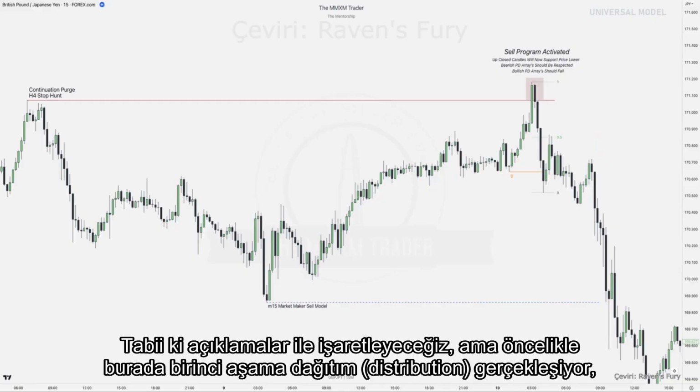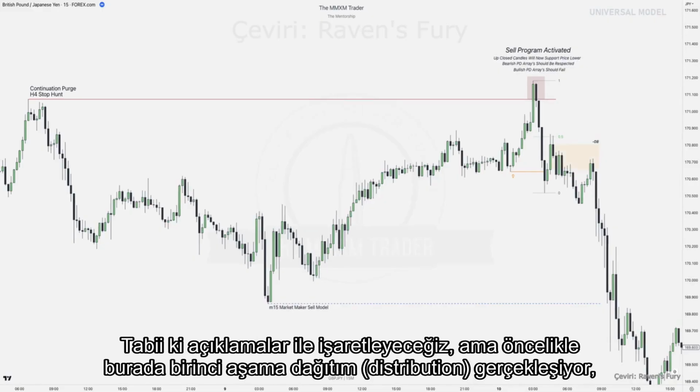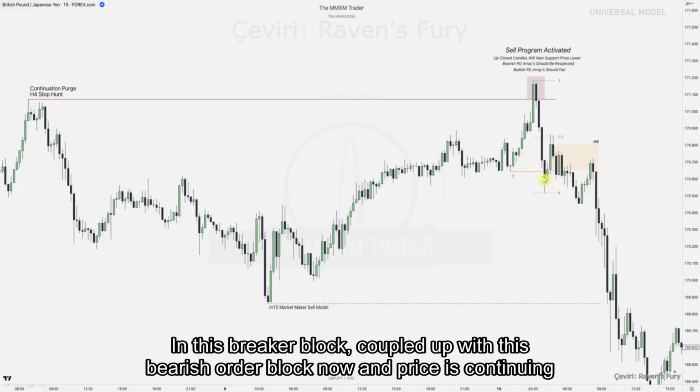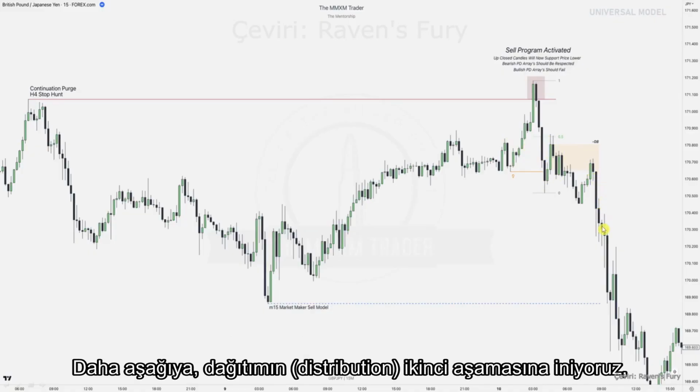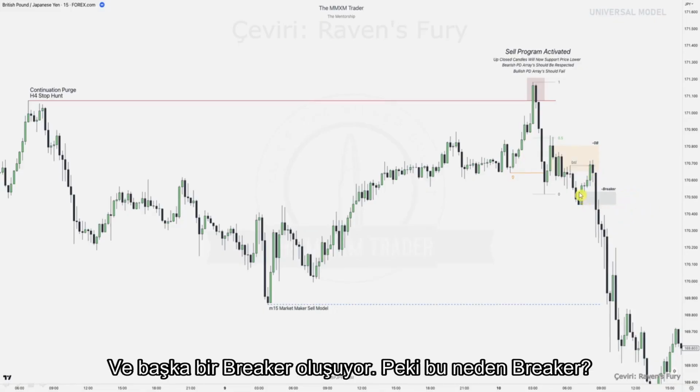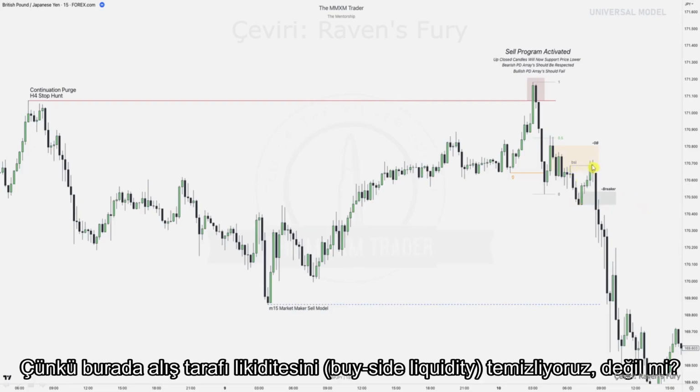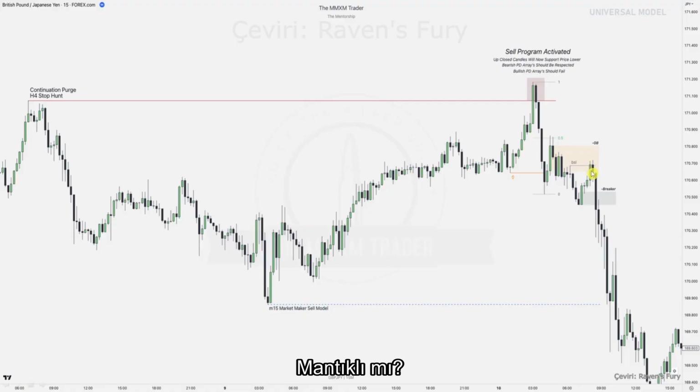We will still outline it, of course, with annotations, but first of all, first stage of distribution happening over here, right? In this breaker block, coupled up with this bearish order block now, and price is continuing down lower into a second stage of distribution, right? Forming another breaker. Why is this a breaker? Because we are raiding buy side liquidity over here, right? Does it make sense? Yes, it's a high resistance liquidity run.